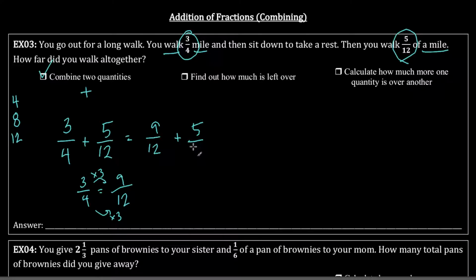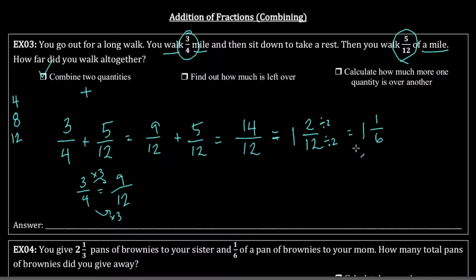Plus 5/12, which is 14/12. Now it's improper. Let's change it to a mixed number. So how many wholes can we pull out? We can pull out 1 whole. How much would be left over? 2. 2 what? 2/12. And let's reduce by 2. So we get 1 1/6.